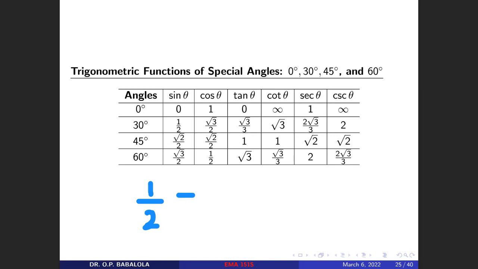So it means 1 is equivalent to opposite. I'm talking about sine now. Opposite. And 2 is equivalent to hypotenuse. All right. So that is what it means when you see half.